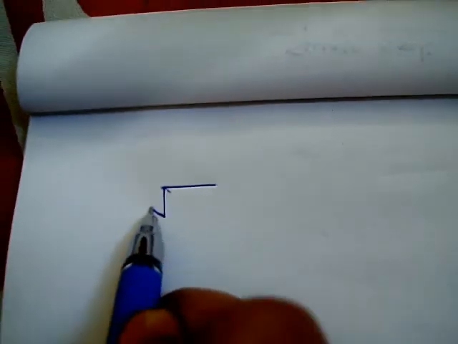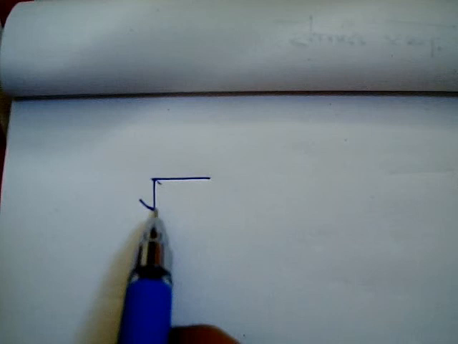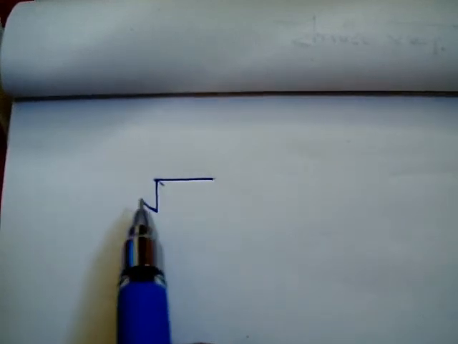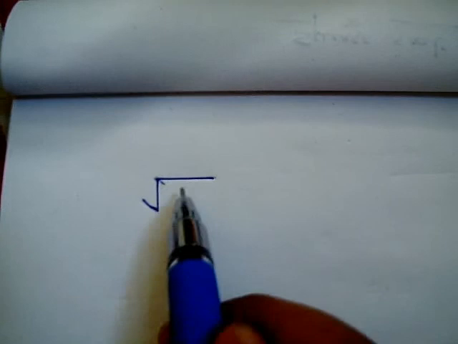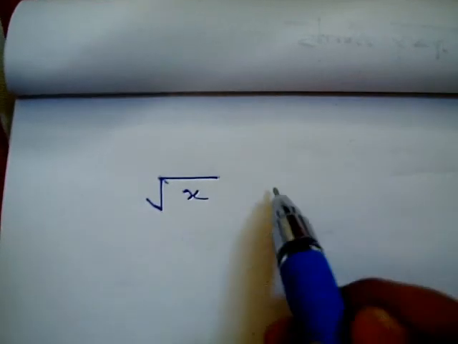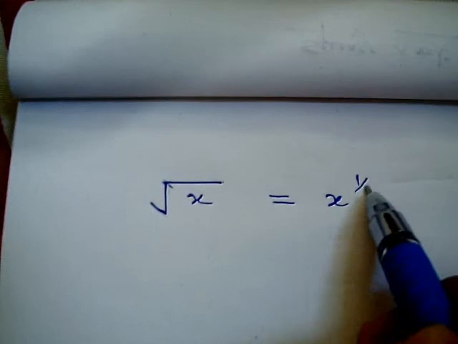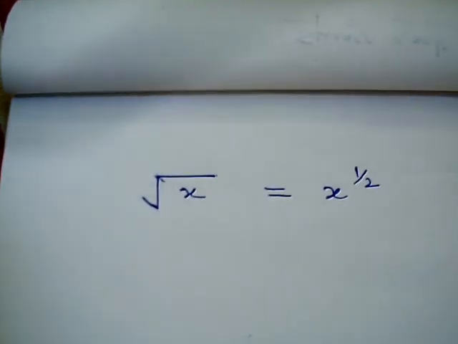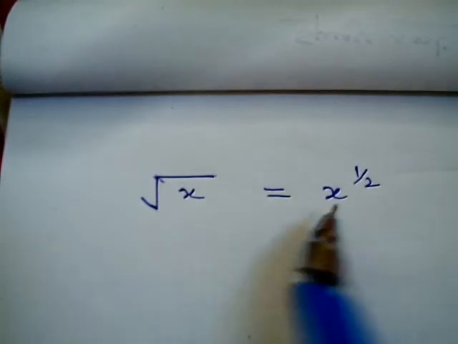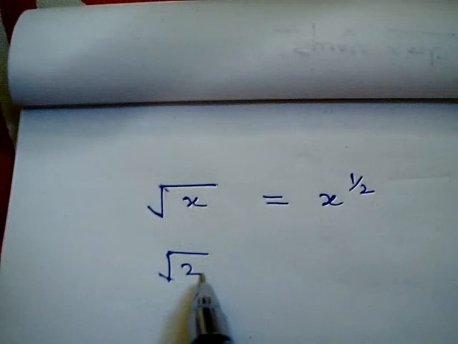What is the square root? To represent the square root, any quantity which is written inside this sign, this sign is the square root sign. Suppose over here is written x, and if I remove this sign, it means x to the power 1/2. Square root of x, if you remove the square root sign, stands for power half. So if I have written root 2, and I remove the sign, it is 2 to the power half.